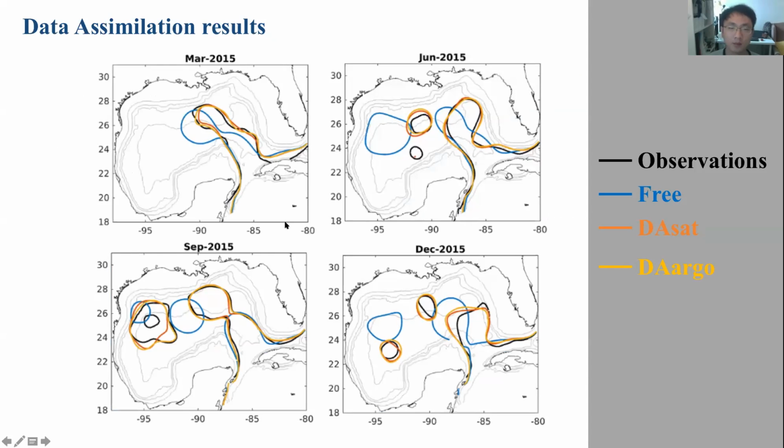So let's look at the model results. This figure shows the monthly average front of loop current and loop current eddies from the satellite observation, the free run and 2 data assimilative runs. Actually, I have already shown one of these panels before.